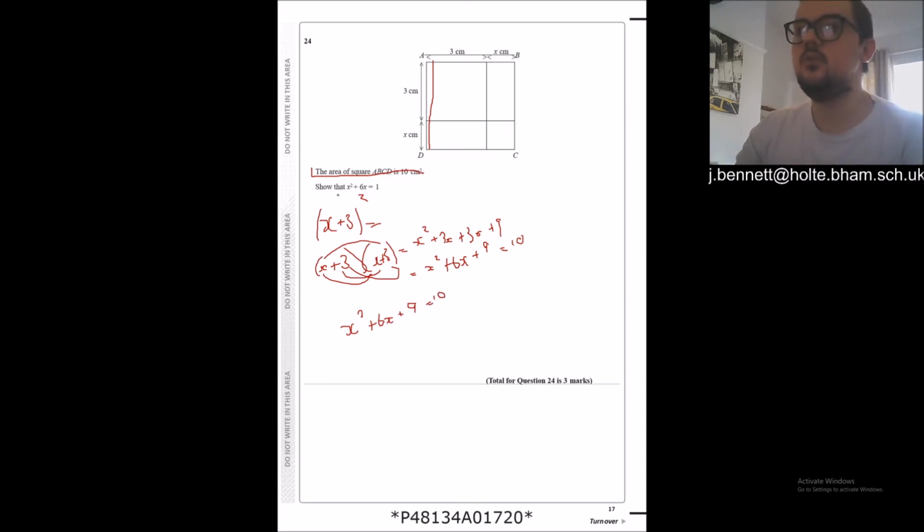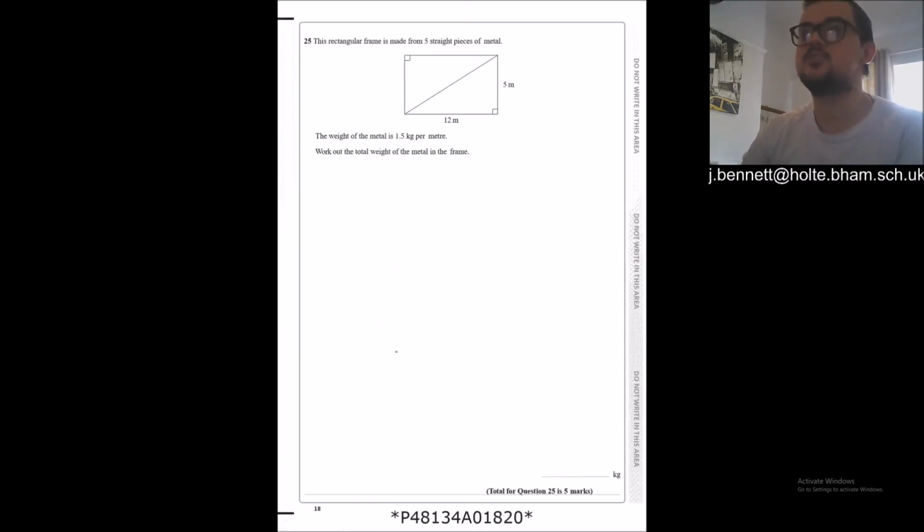Right, we want this as x squared plus 6x only. We don't want the numbers on the left hand side. So let's subtract this 9. 9 minus 9 is 0. 10 minus 9 is 1. x squared plus 6x equals 1. And that's what we were looking for. So now we're done with that question.